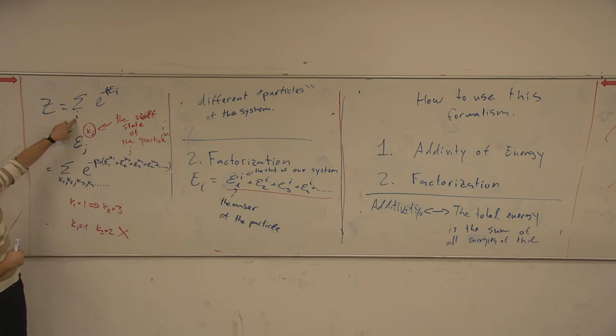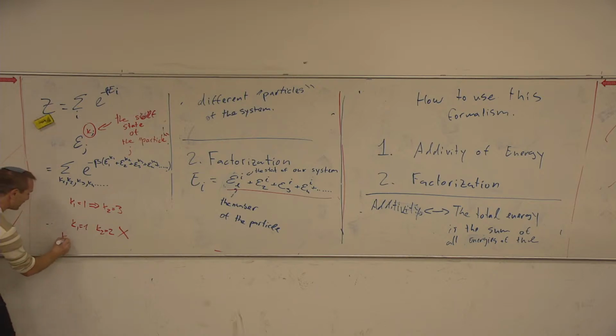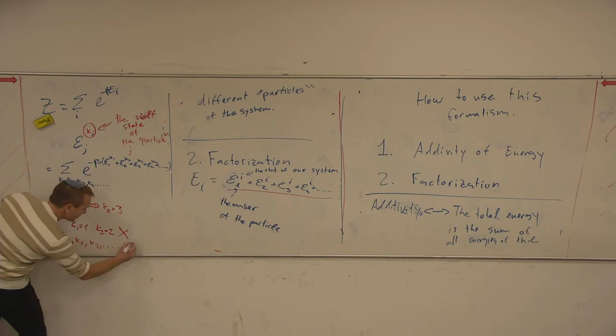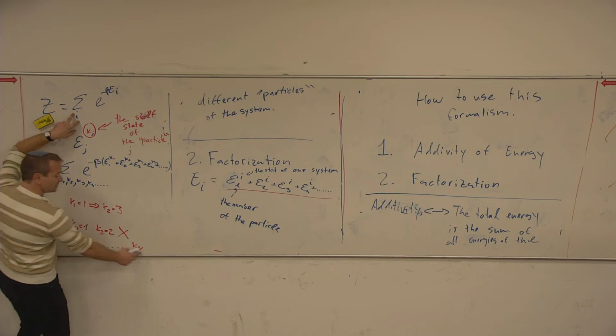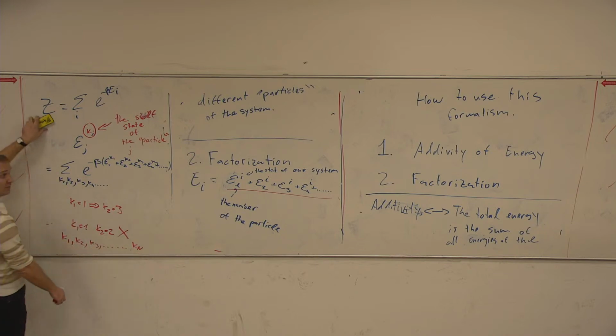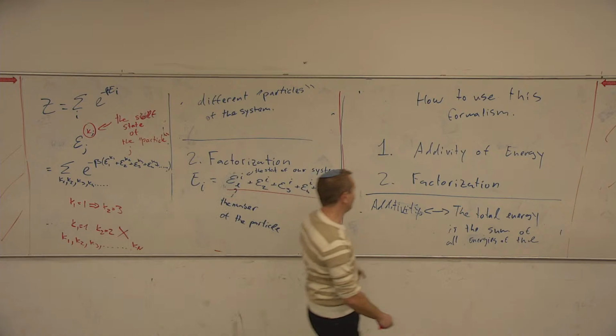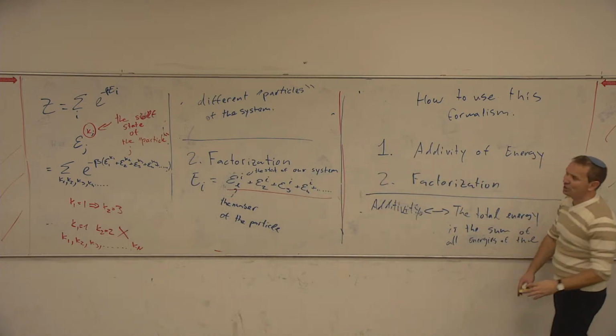Each specific I is a specific set of K1, K2, K3 up to Kn. Each specific I is a vector in this K space. This is a representation. So what do we do? This is what is called factorization.